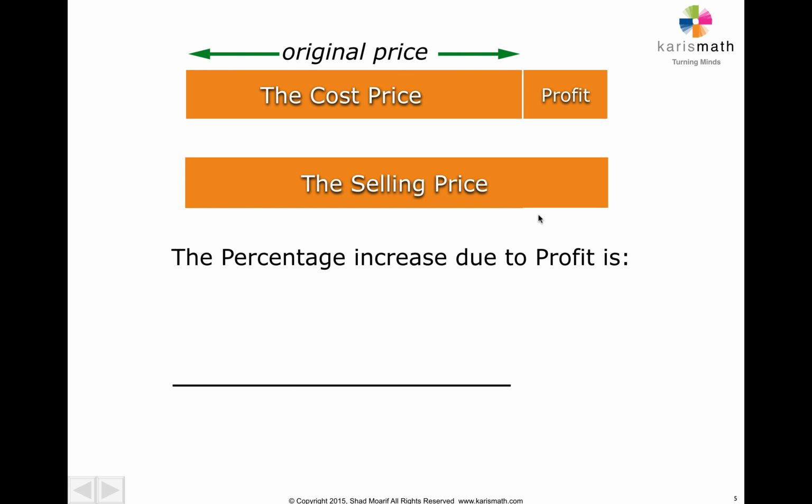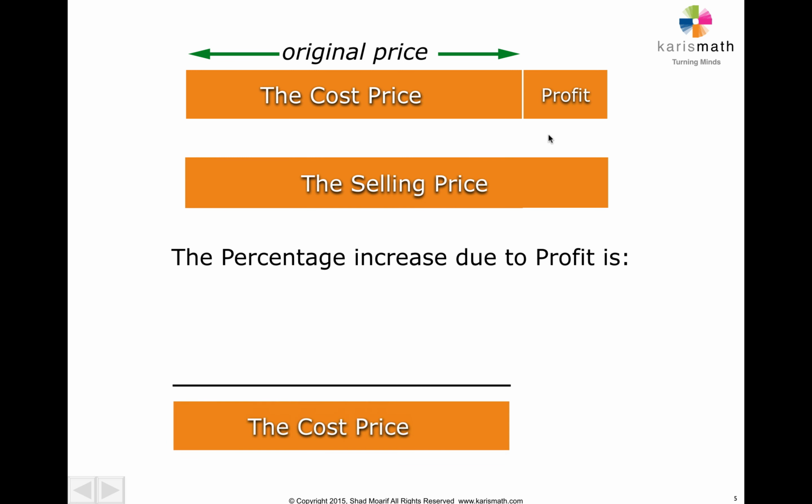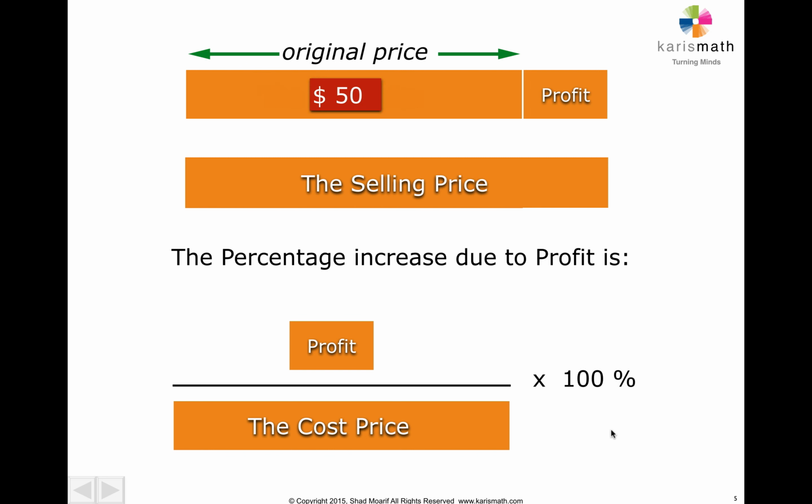For example, if the original cost price is this much, you made a small profit over it, that means you increased it by this much. So what fraction is this profit of your cost price? If you work that out and find the answer, multiply that with 100%, you'll get the percentage profit.